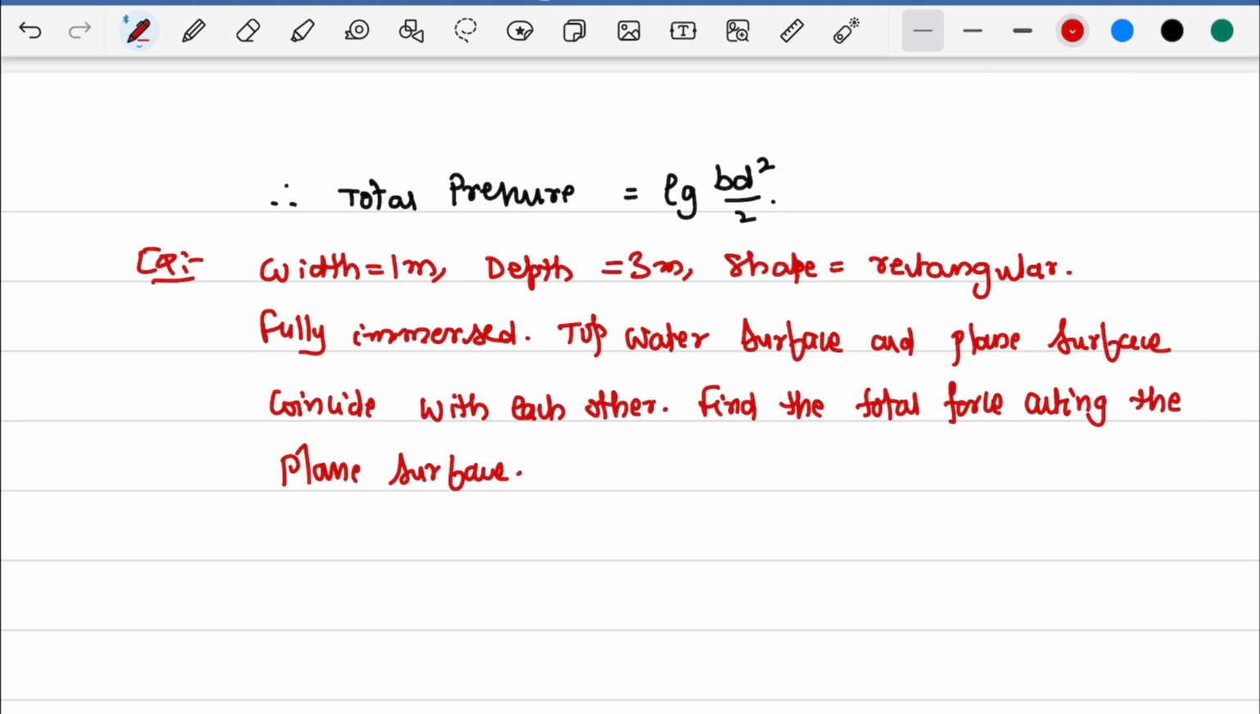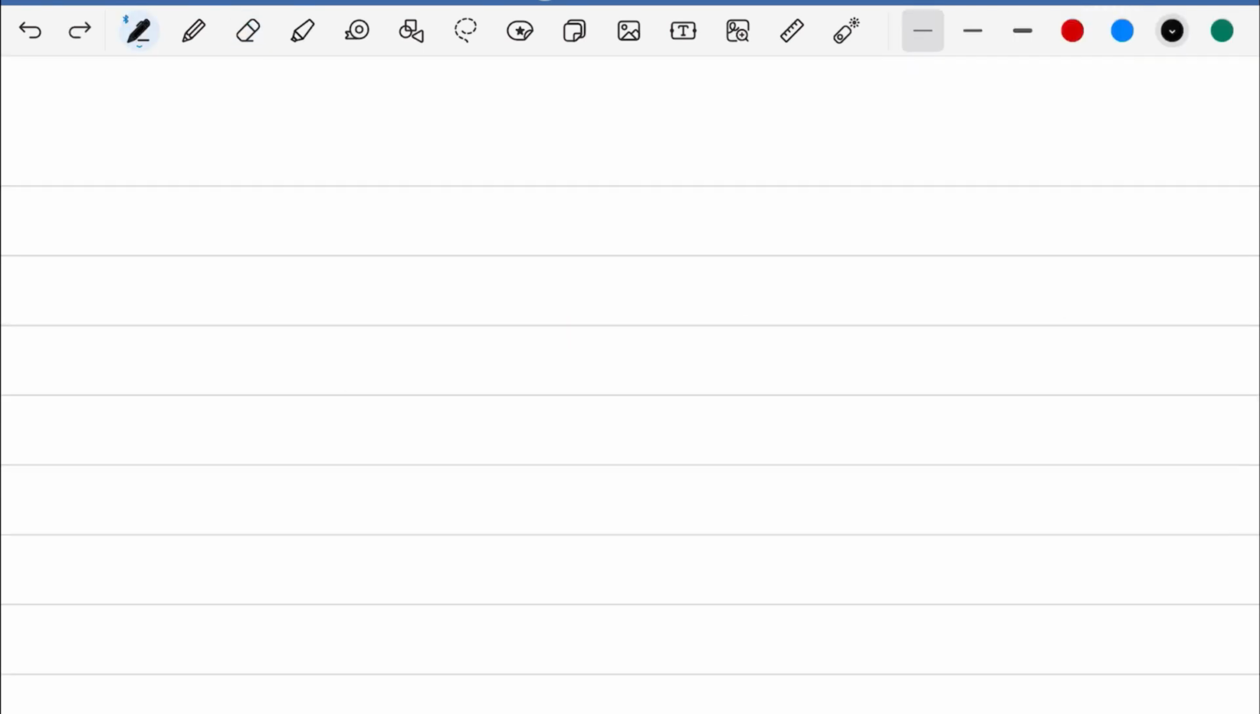It's an objective type question. This type of questions are given in engineering services examination, GATE and also SSC JE. Please understand the concept and do it correctly. What is the total pressure? Total force rather, it is not pressure. We will correct it.